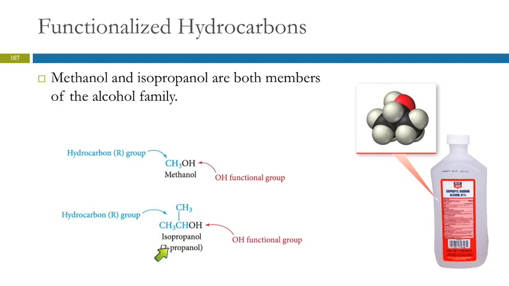Here, isopropanol. So prop means three. So this has 3 carbons. The iso prefix has to do with telling us that they are not, well, anyway, it's complicated. But again, we have this OH group. So both of these are in the alcohol family because they have the functional group OH on them.